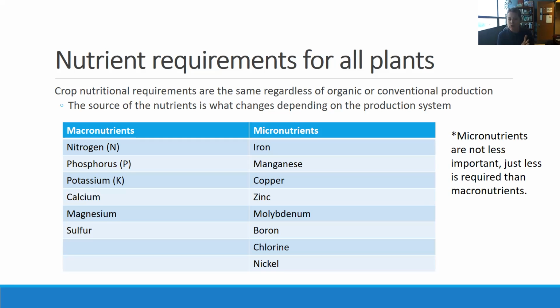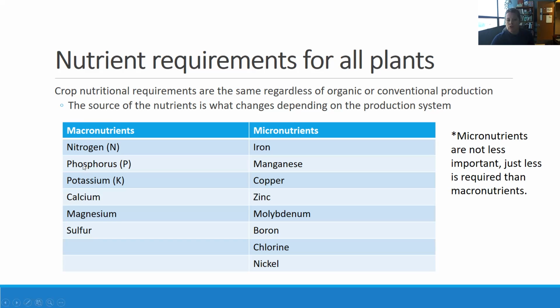So we have the macronutrients, the things you probably see a lot of on your soil tests: nitrogen, phosphorus, potassium, calcium, magnesium, and sulfur. And then the micronutrients: iron, manganese, copper, zinc, molybdenum, boron, chlorine, and nickel. And so micronutrients are not less important, they're just required in lesser amounts compared to macronutrients.